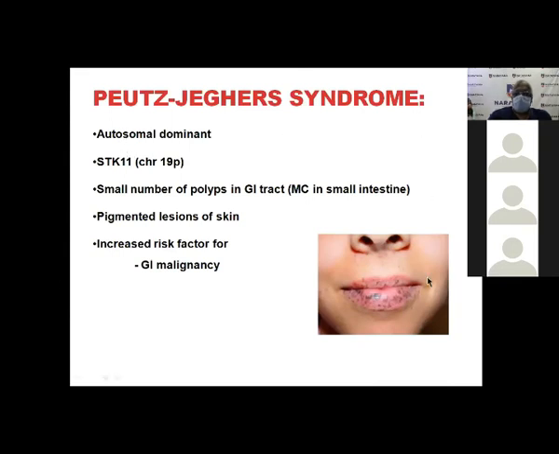Peutz-Jeghers, mucocutaneous lesions, autosomal dominant, small number of polyps in the GI tract, maximum you can see in the small intestine, pigmented lesions on the skin, increased risk of GI malignancy as a whole. But compared to familial adenomatous polyposis, the proneness to malignancy is much less in Peutz-Jeghers.